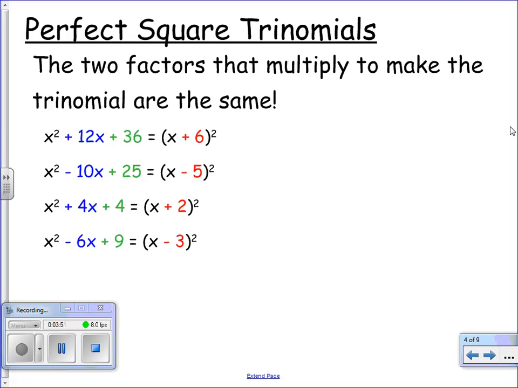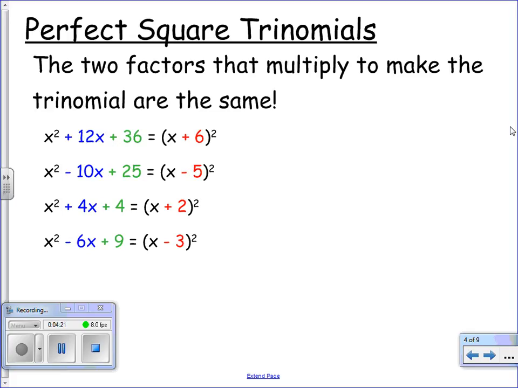Can you find any patterns between the blue, the green, or the red numbers? Jackson, you've got a pattern? The green are perfect squares. Okay, the green numbers are always perfect squares. You're looking at 36, 25, 4, and 9. Excellent, I would always agree with that.